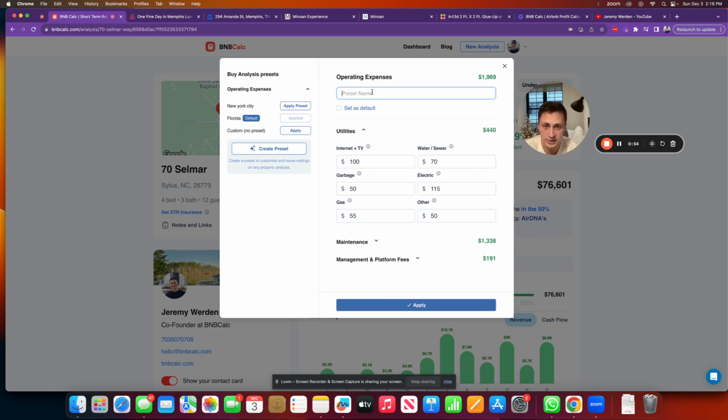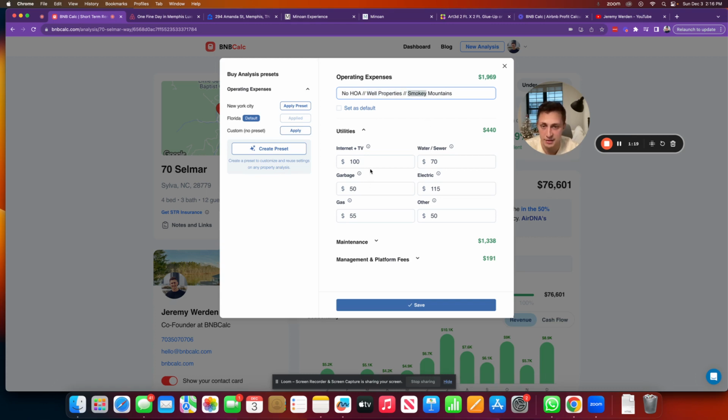What I'm going to do here is go no HOA, properties with wells, in the Smoky Mountains. That's kind of my buy box. No homeowner association, properties with wells, and that just happens to be most properties in Western NC, the Smoky Mountains area, and this is the location.